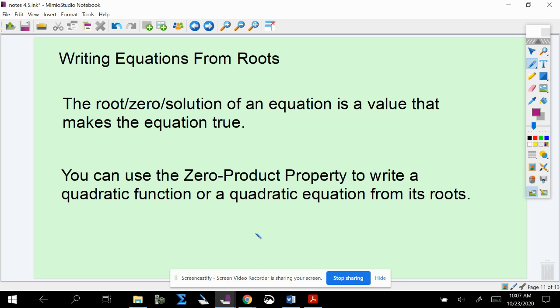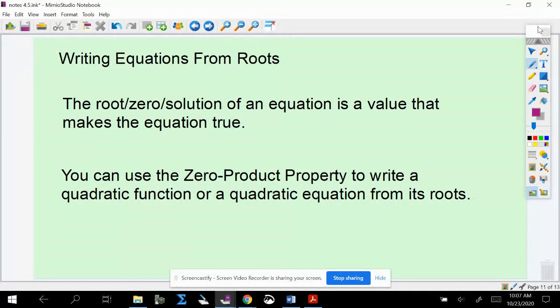All right, we have one more thing in the second section of factoring, and that is going in reverse. So instead of solving something by factoring, actually taking the solutions that are given, writing the factors that go with it, and then writing the equation. So here's what we know.